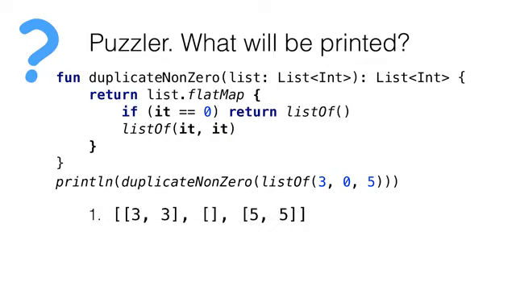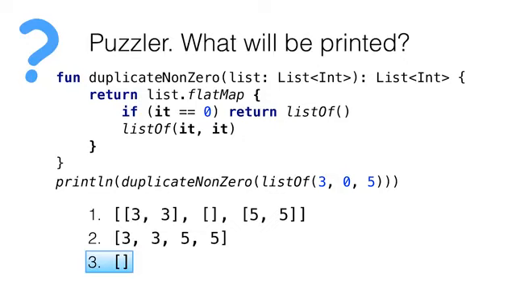So our options would be: the list of lists is the result. The second option is the same list but flattened, just the elements. And the last one is an empty list. The right answer here is an empty list, which is really unexpected.